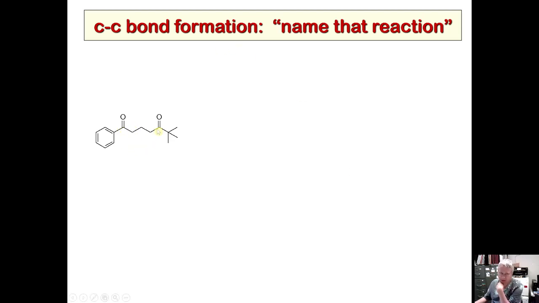1,5-dicarbonyl. And so, what is the reaction that creates a 1,5-dicarbonyl? Is it an aldol? Is it a Claisen? Is it a ketone mixed Claisen? Any other ones that begin with the letter M? It's a Michael. So this is a Michael reaction. This is what we call a simple Michael, because a simple Michael creates a 1,5-dicarbonyl.